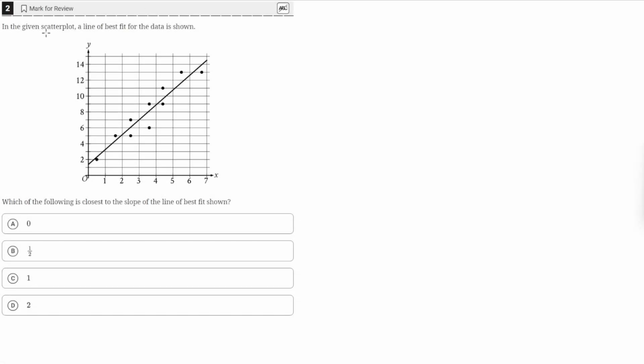In the given scatter plot, a line of best fit for the data is shown. Which of the following is closest to the slope of the line of best fit shown? So we have this line of best fit for this data, and we need to find the slope of this graph. And remember, the slope of a line is equal to the change in y over the change in x.